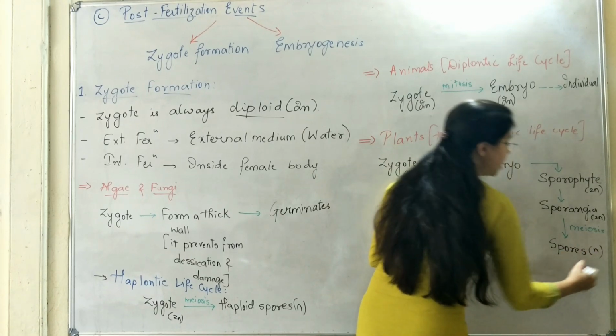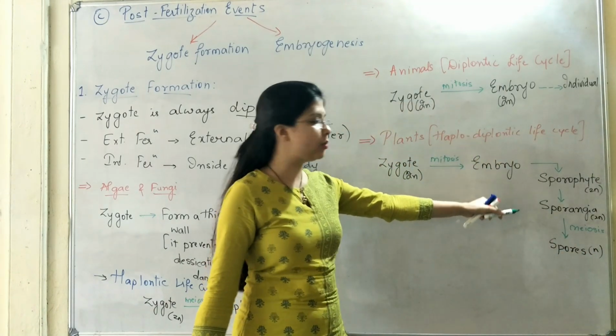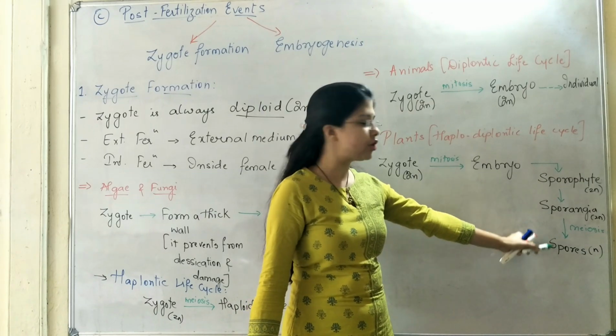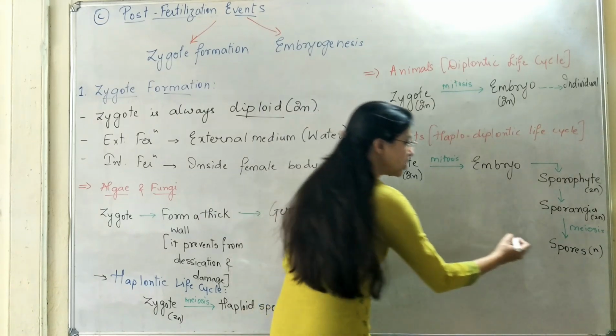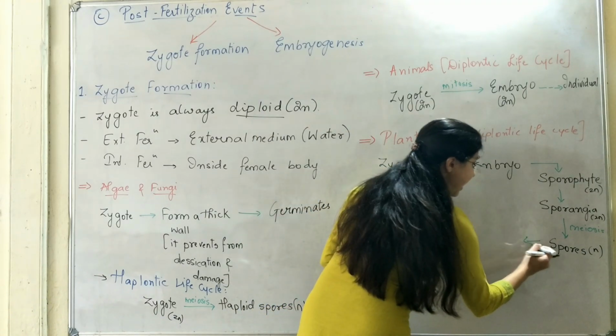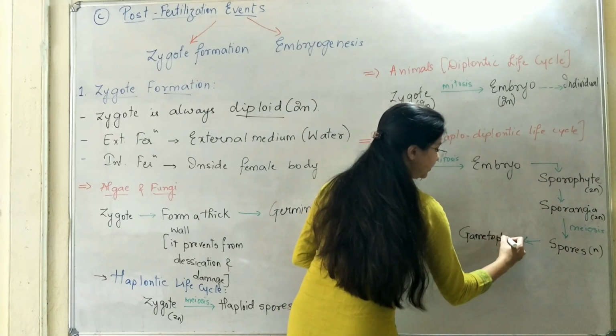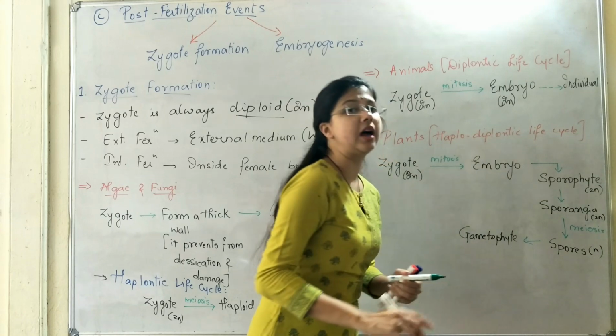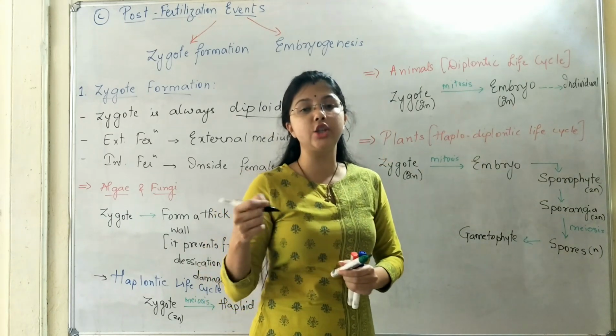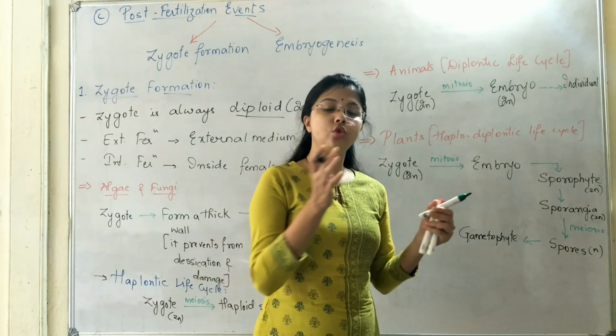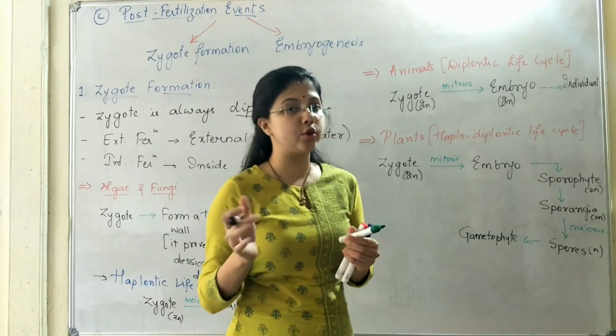So the type of cell division where the sporangiate cell will be dividing to form the spores will be meiosis. These spores will give rise to the next stage of the plant, that is the gametophyte stage. In 11th you have studied plants show alternation of generation. That means it is going to have sporophyte stage as well as the gametophyte stage.